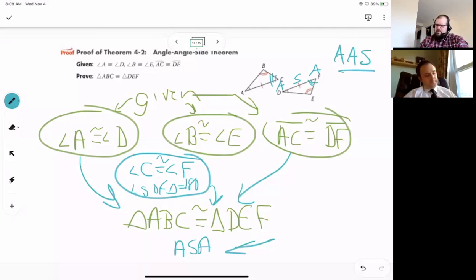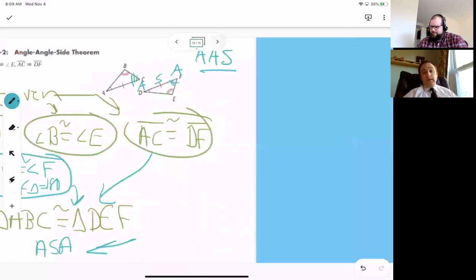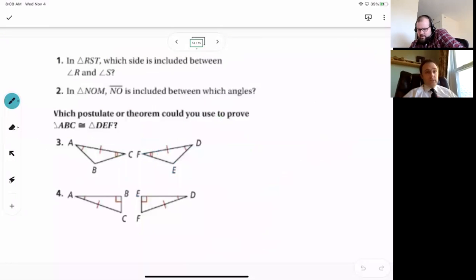Yes. I don't know if you can actually see that or if our pictures take up that space, but that says AAS in the top corner. I can see it. Excellent. Our pictures are to the side.